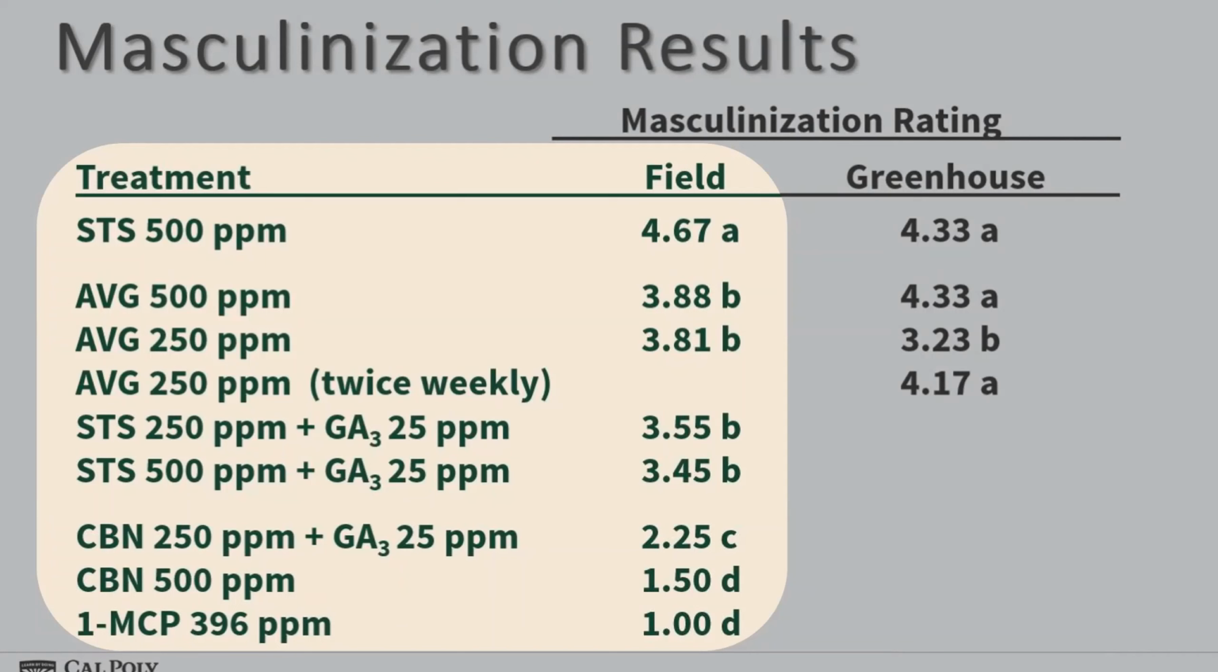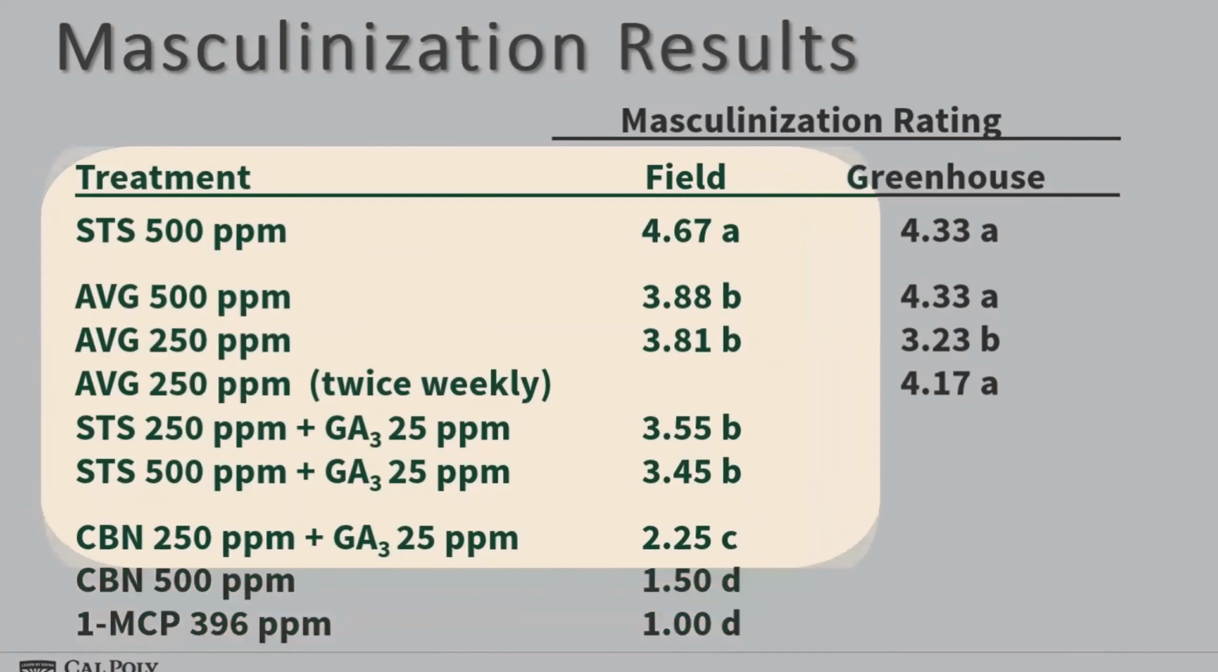There wasn't a significant difference of treatments with AVG compared to treatments with STS in combination with gibberellic acid, but the treatments of AVG tended to masculinize the female flowers more than the treatments of STS with gibberellic acid. The treatments of cobalt nitrate and 1-MCP had ineffective masculinization and were essentially removed from further experimentation.